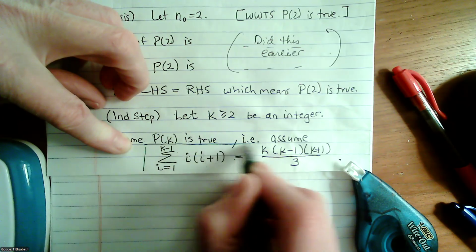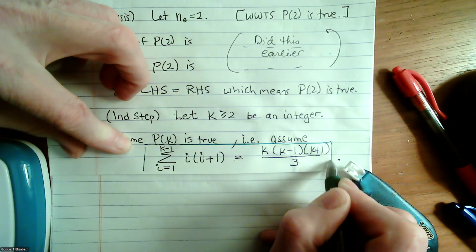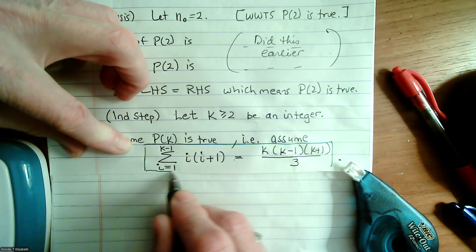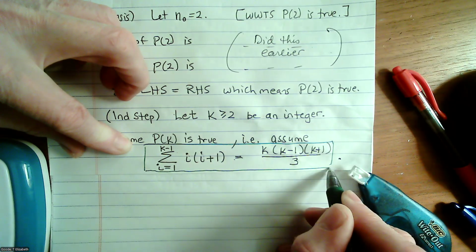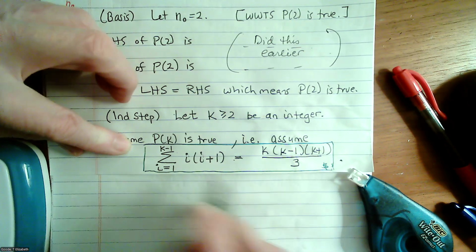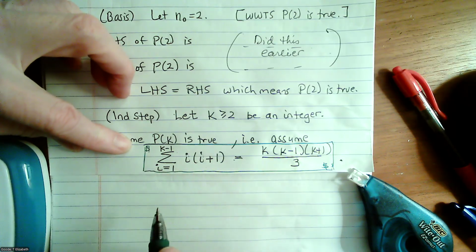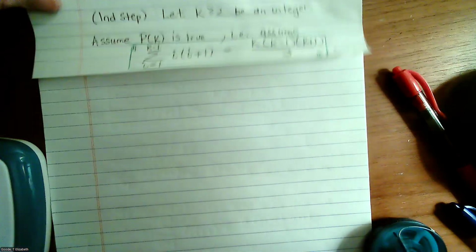So I like to put a little box around it to remind myself, this is what I've got in my hand. This is our proof money. This is like our money in the bank. And we get to spend that. All right, so what do we wish? Well, we wish to show we can step up a step.